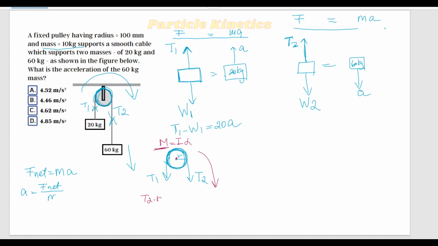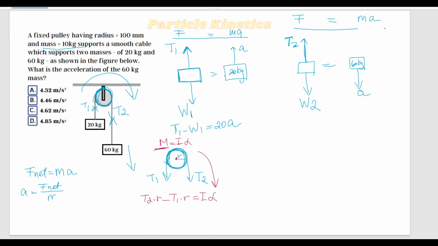Now, this tension pulls on the other side due to the 20 kilograms. So it's going to be minus T1 multiplied by R equals to, and then we have this part, I alpha.